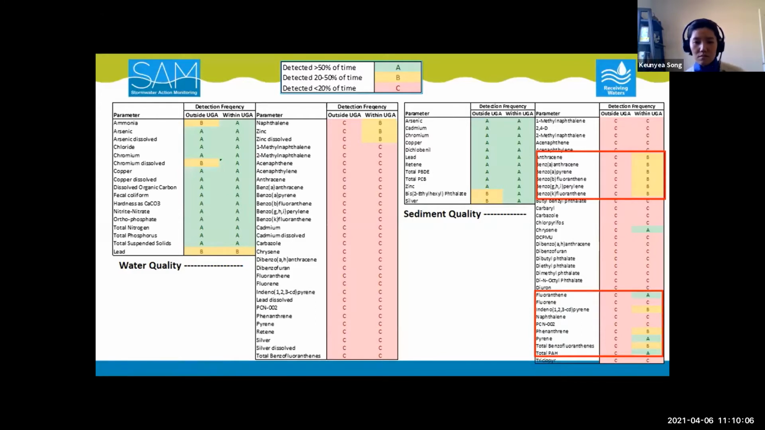Overall, the sediment chemistry tended to give us better information about the contaminant level and the urban gradient in streams compared to the monthly water sampling data.